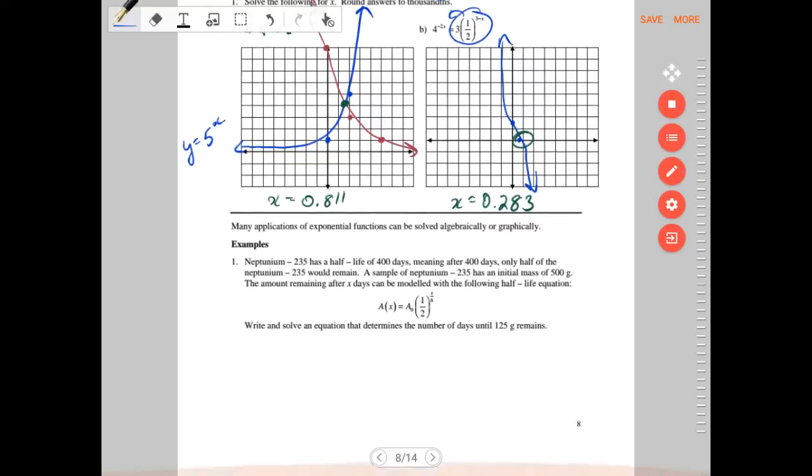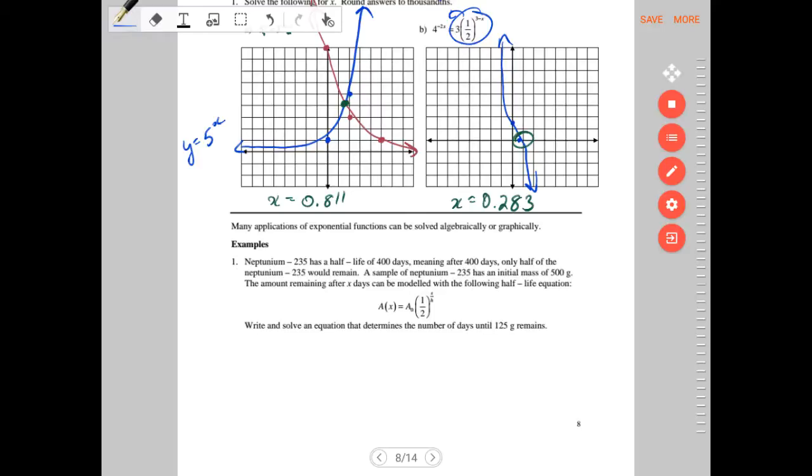All right, last example on this page. Many applications of exponential function can be solved algebraically or graphically. So we have a half-life calculation here with a radioactive particle, neptunium-235. It has a half-life of 400 days, which means after 400 days, only half of the original amount of neptunium-235 would remain. The rest of it has broken down into some subatomic particles and some other chemicals.